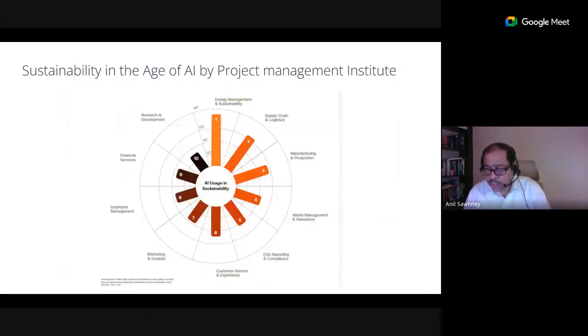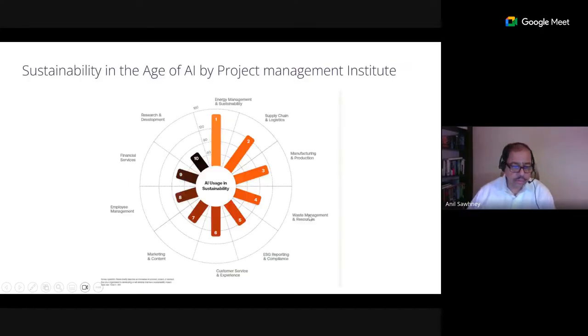Further, if you take this from the PMI report, the number one application area is energy management and sustainability, which is good news, then supply chain, and so on. So clearly you're seeing the benefits of AI usage in sustainability.